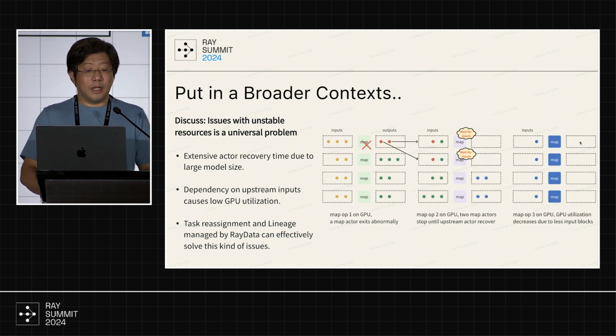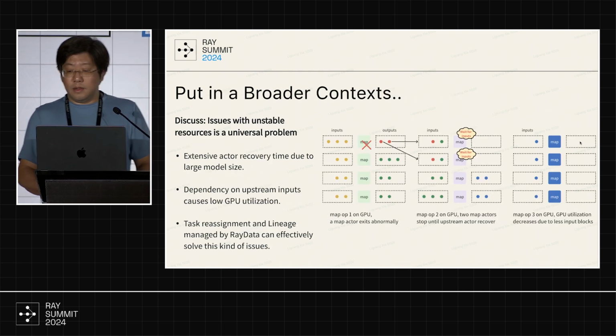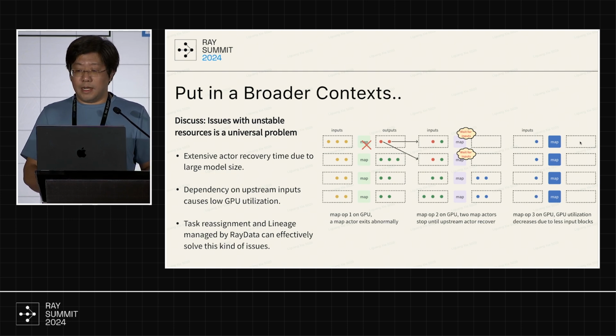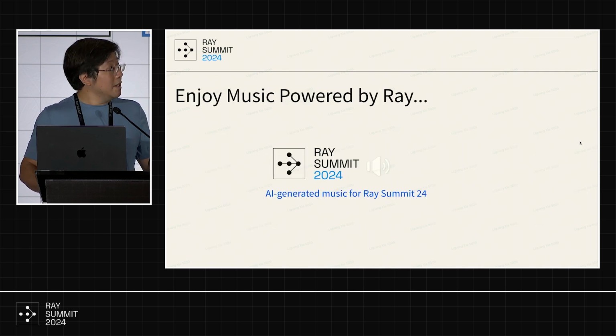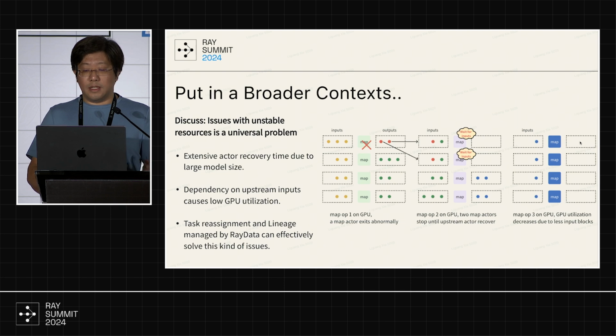All right, so to put it into a broader context: most Ray Data users work with stable resources, so they may not encounter the issue we just described. However, we believe that this issue is quite universal. Basically, if you're trying to run Ray Data on, for example, any unreliable resources, you're going to hit the same issue. So we believe this enhancement can provide higher reliability and stability for Ray Data.